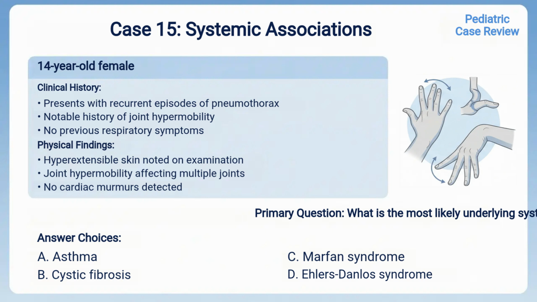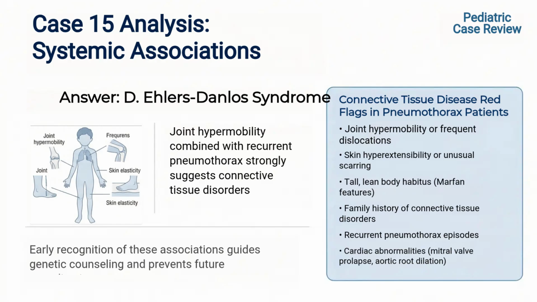Option A. Asthma. Option B. Cystic fibrosis. Option C. Marfan syndrome. Option D. Ehlers-Danlos syndrome. The correct answer is Option D. Ehlers-Danlos syndrome. Joint hypermobility combined with recurrent pneumothorax and hyperextensible skin strongly suggests a connective tissue disorder, specifically Ehlers-Danlos syndrome. This condition involves defective collagen synthesis leading to fragile connective tissues including the pleura, predisposing to recurrent pneumothorax.